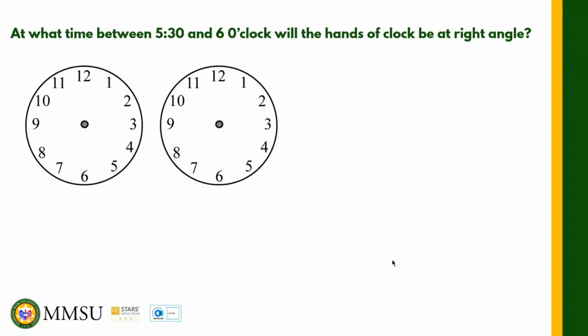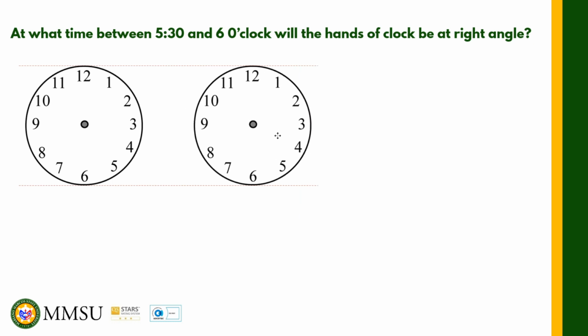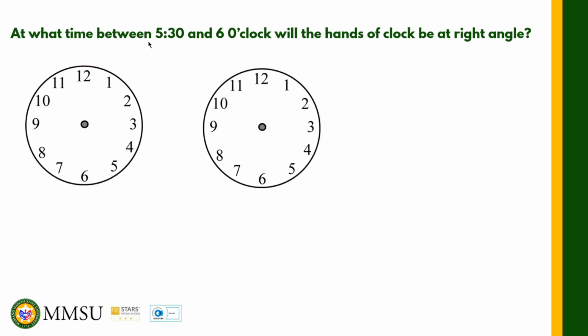And we are down to the last problem involving clocks. We have, at what time between 5:30 and 6 o'clock will the hands of the clock be at right angle? Okay, so we are looking for the time between 5:30 and 6. So our reference time in this case is 5 o'clock. Pwede din ang reference time is 5:30, pero mas madali kasi yung analysis if eksakto yung reference time natin. Okay, so our reference time here is 5 o'clock.